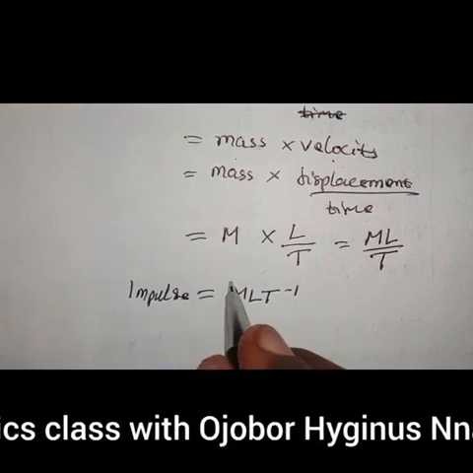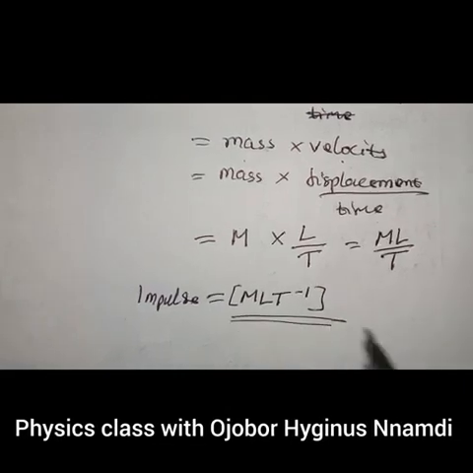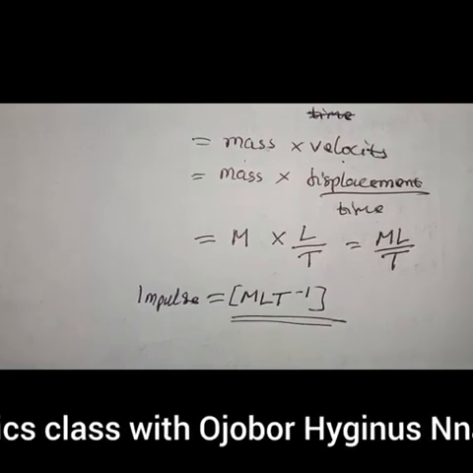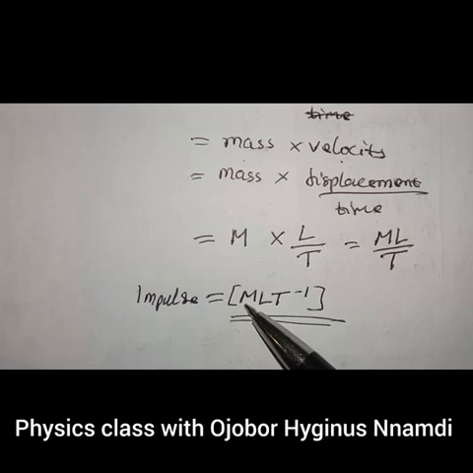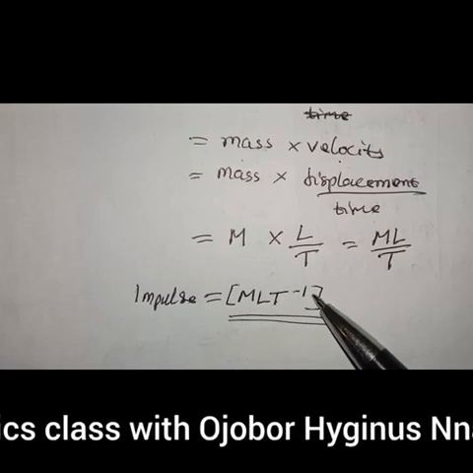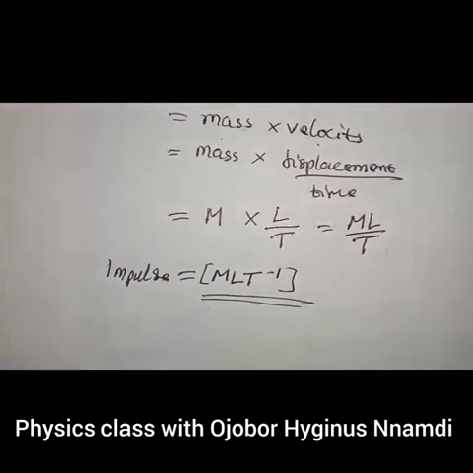And I told you it is usually put in a block bracket, but it is not actually compulsory. But the way you are solving theory, it is preferable to write it this way. Mass times length times time raised to power minus 1. This is the dimension. MLT raised to power minus 1 is the dimension of impulse.